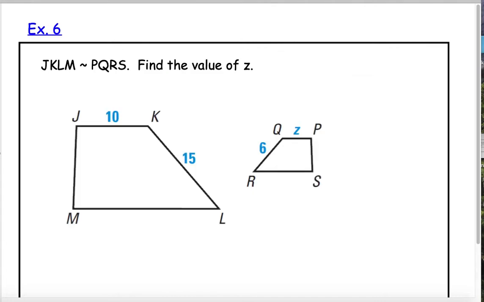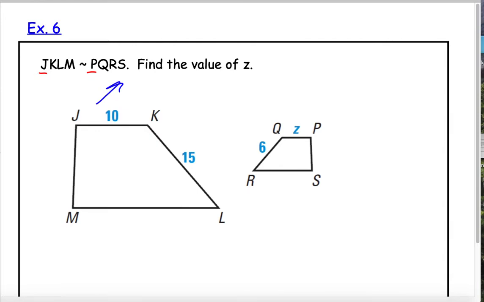Polygon JKLM is similar to polygon PQRS. So they're telling us the order. J matches up with P. So when we look at our figure, J matches up with P, K matches up with Q, there's Q and K. So that tells me that this side length 10 matches up with Z. And then K to L and Q to R match up, so 15 matches up with 6. So let's solve for Z.